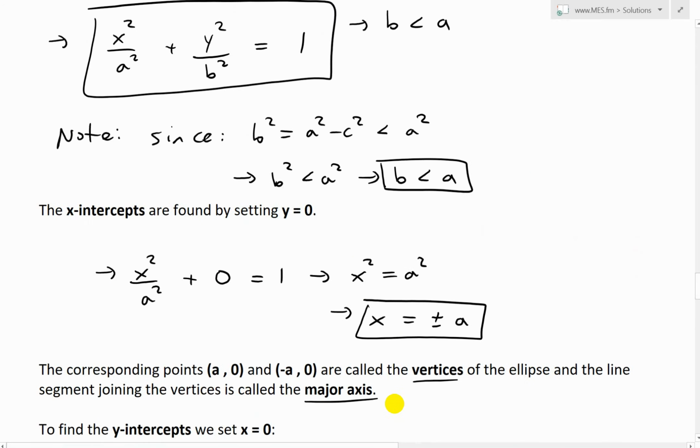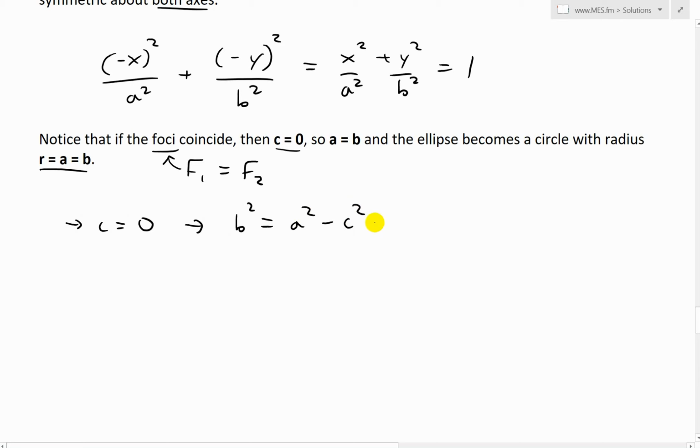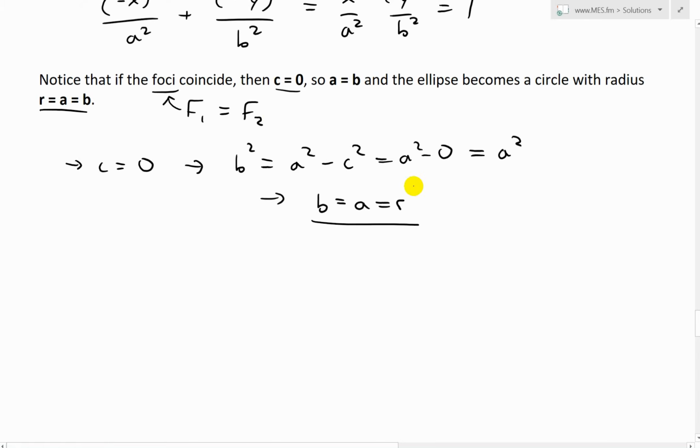So if c is equal to 0, then b squared, by definition of what we let, is equal to a squared minus c squared. That goes to 0, so we get a squared minus 0 equals a squared. In other words, b equals a, and we'll write r equals a equals b. Then we just let that equal r, as a radius, like this.